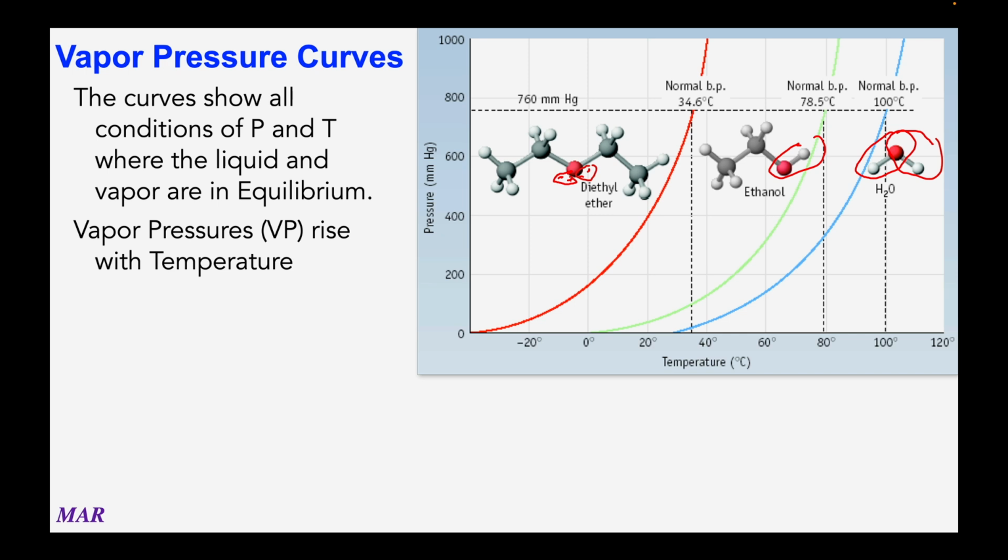It doesn't have just one hydrogen bond, it has two hydrogen bonds. Ethanol is in the middle, and diethyl ether is on the far left. It has the weakest forces. And that's kind of exhibited here in these vapor pressure curves.